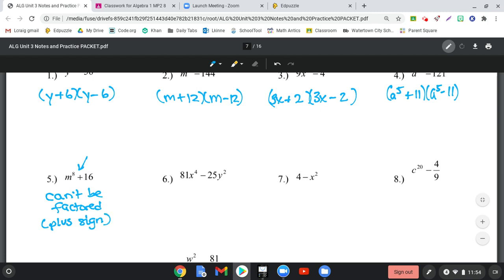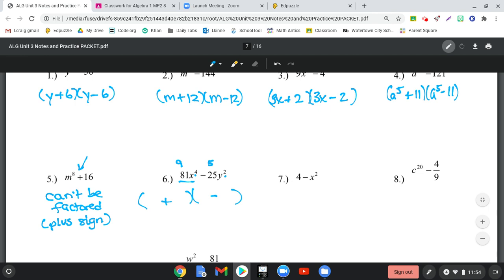All right, next one. Ooh, that's a doozy. Check the exponents. Even, good. Square root of 81 is 9. Square root of 25 is 5. And we have subtraction, so we're good to go. Whatever's before the sign goes as your first term. Whatever's after the sign goes after it.